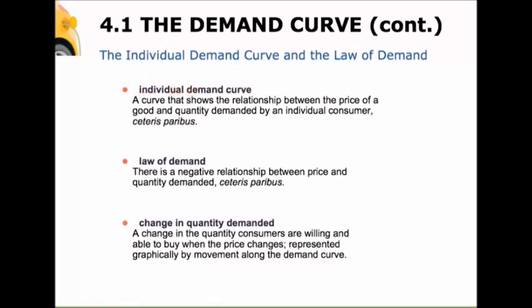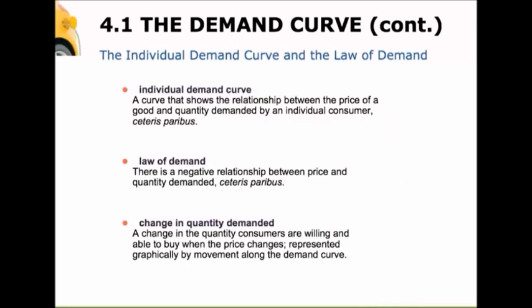So first we're going to look at an individual's demand curve, which shows the relationship between the price of a good and how much an individual consumer wants to buy. And we'll show that along that demand curve, the law of demand holds. The law of demand says that, as you would expect with most goods, there is a negative relationship between the price and the quantity demanded. If the price of a good or service goes up, then you would expect the quantity demanded to go down.